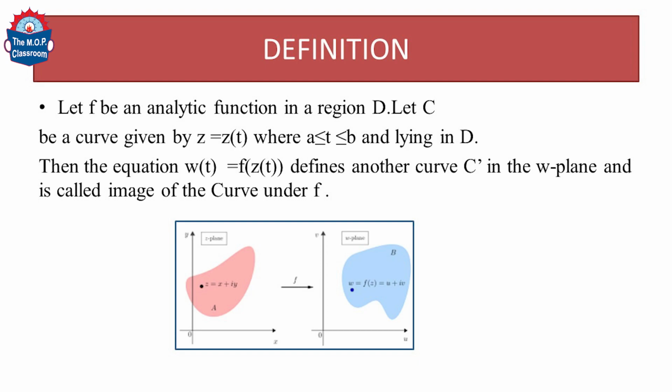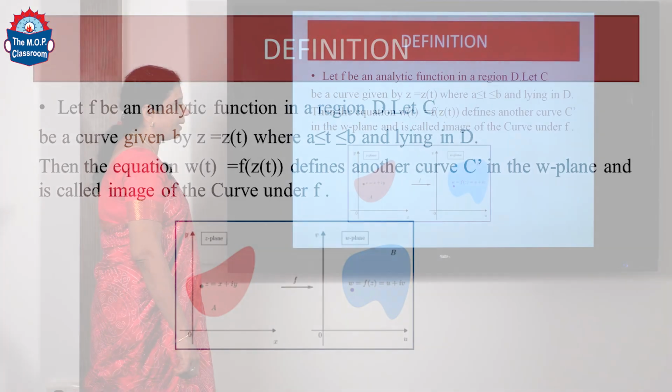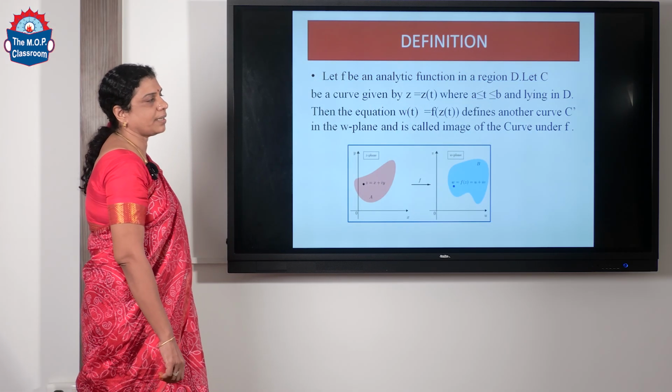So, similar to the real axis in the real number system, in the complex system we have two planes. One is the z plane, another is the w plane. The z plane is usually represented by a complex number z naught or any number of the form z, which is equal to x plus iy. Similarly, the w plane is the image, where w equals u plus iv. So, here the equation w of t equal to f of z of t defines another curve C prime in the w plane and is called the image of the curve under f.